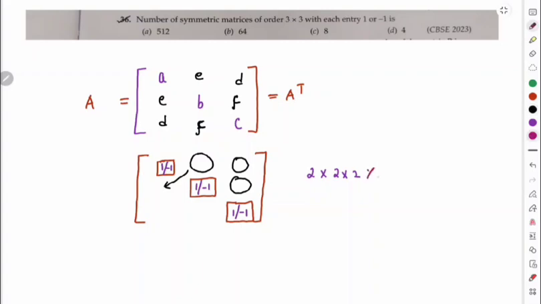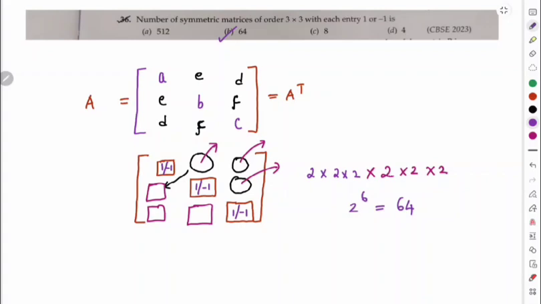So now what I can do, I can multiply by here either 1 or minus 1, 2. Again here 1 or minus 1, so 2. Here 1 or minus 1, again 2. So this one automatically has to be the same. Then only A and A transpose can be equal. So how many do we have? 2 power 6. What is 2 power 6? That's nothing but 64, right?